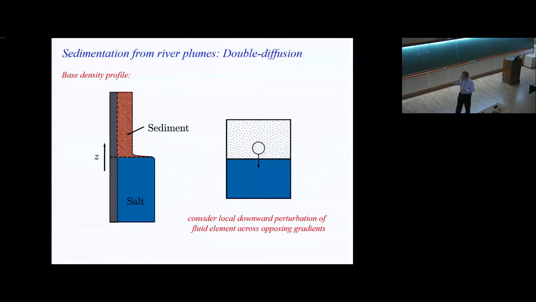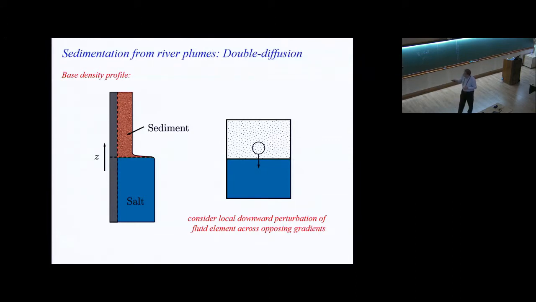And these two scalars have associated with them effective diffusivities. So salt has an effective, a molecular diffusivity in water, and we can think of small sediment particles also having an effective diffusivity, and that diffusivity typically is much smaller than that of salinity, so that these two scalars diffuse at very different rates. And that can lead to some interesting effects.